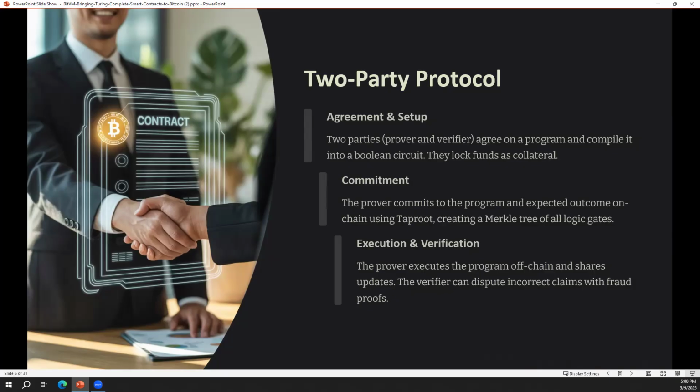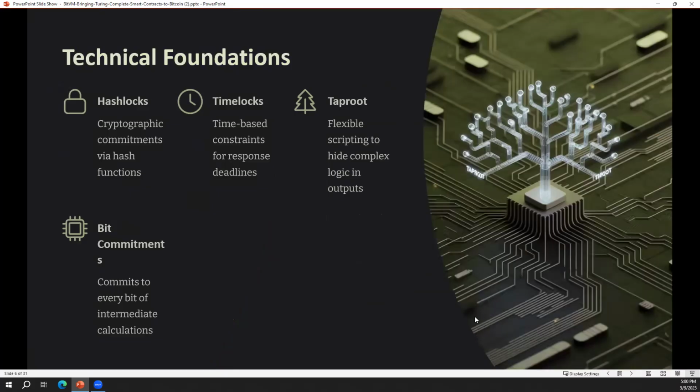They also pre-design a sequence of Bitcoin transactions representing a challenge-response game. Once set up, the prover executes the program off-chain and shares state updates with the verifier, and no blockchain activity is needed if both agree on the execution in the two-party protocol.